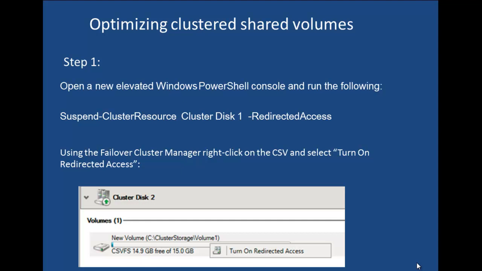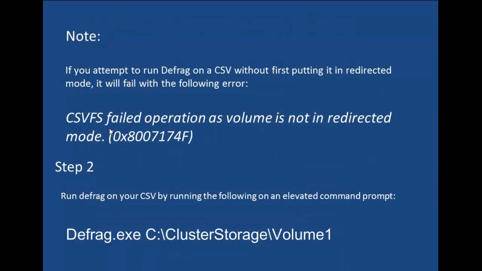you can right click on the cluster shared volume and select Turn on Redirected Access. Note that if you attempt to run the defrag on the clustered shared volume without first putting it in redirected mode, you're going to get an error. The error that you will see is CSVFS failed operation as volume is not in redirected mode. So be sure to put it in redirected mode.